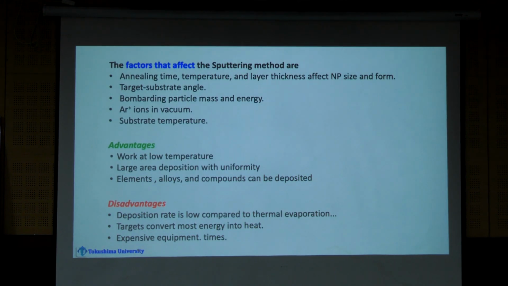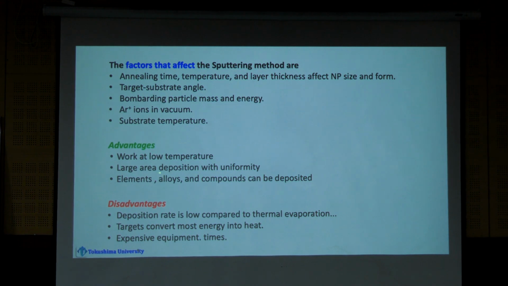These are the factors which affect the synthesis: temperature, time, and layer thickness that affect the deposition. Target to substrate angle, bombarding particle mass and energy, argon ions in vacuum, substrate temperature. So when you apply the electric field, the substrate needs to be heated so that uniform deposition can occur.